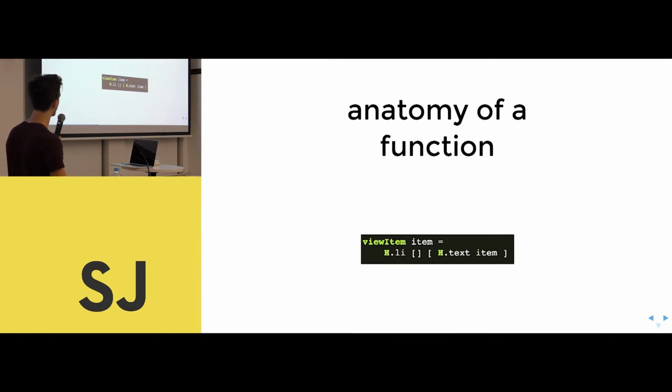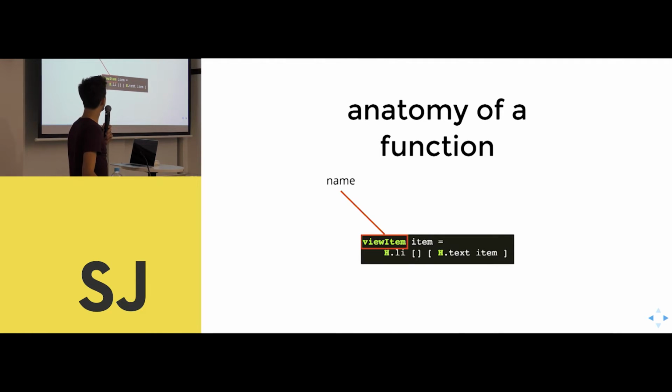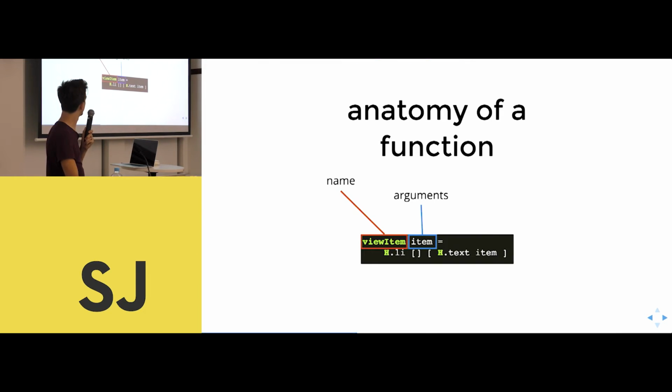So now, getting back to what actually is this function. This is the initial view item function we had. This is the name, so that's just what we're going to call it. View item, you can refer to it as view item through the rest of your module or package or whatever. This is arguments. We just have one argument, but you could have many. They can be anything. And this is the body.